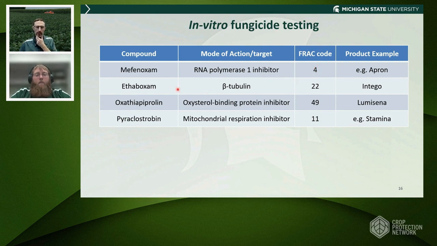So what's really exciting is that we now have other products that have recently come to market that target different cellular processes. And so we're not likely to see cross resistance between the two. So if, for example, we do see resistance to mefenoxam, we should hopefully be able to control that pathogen still with these other modes of action. And it will potentially put less pressure on that pathogen too, if we're using 2 different modes of action to treat that seed for protection.